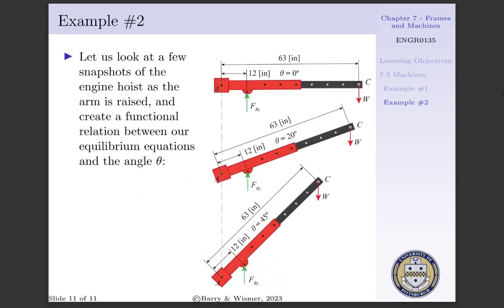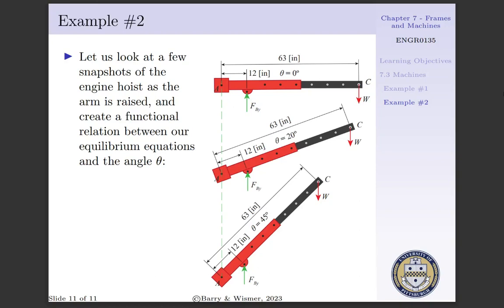To simplify our analysis, we will look at the hoist arm itself, and we will create a functional relation between our equilibrium equations and the angle theta. In the top figure on our right panel, we see the configuration when our arm is at 0 degrees. FBY and our weight are parallel, and we will rotate about point A.